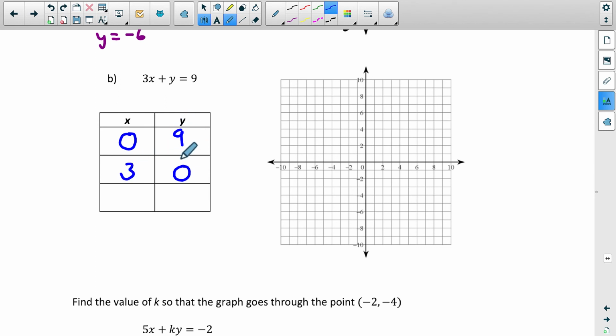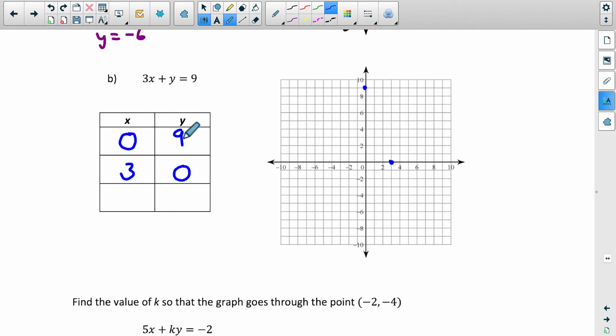Let's graph those first. 0, 9. That means don't move at all. Go up to 9. 3, 0. That means go over 3, don't go up anywhere. Okay, I'm pretty confident this is right, right? Draw my straight line right through there. But looks like they want 3 points.